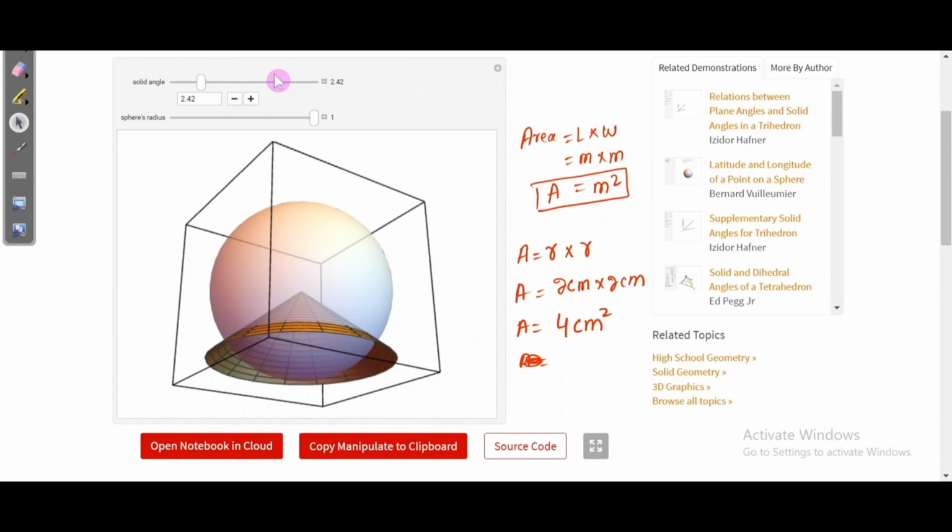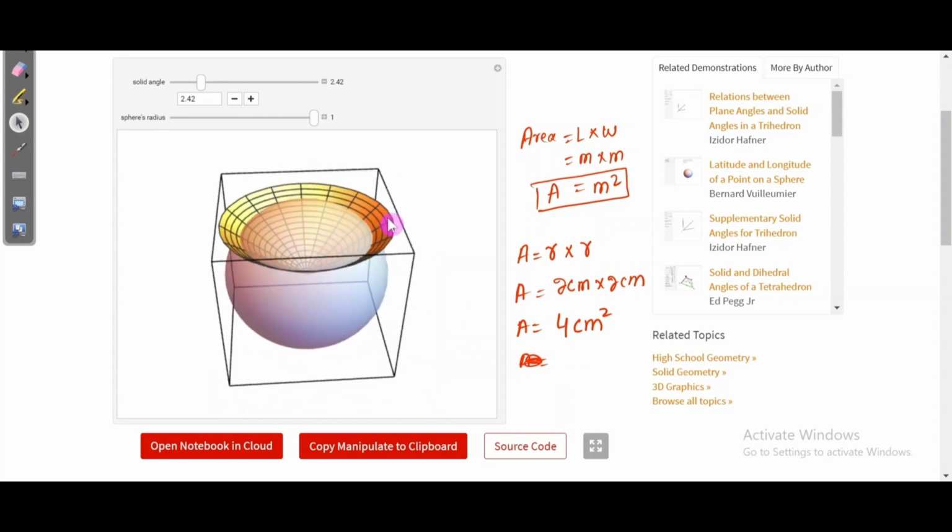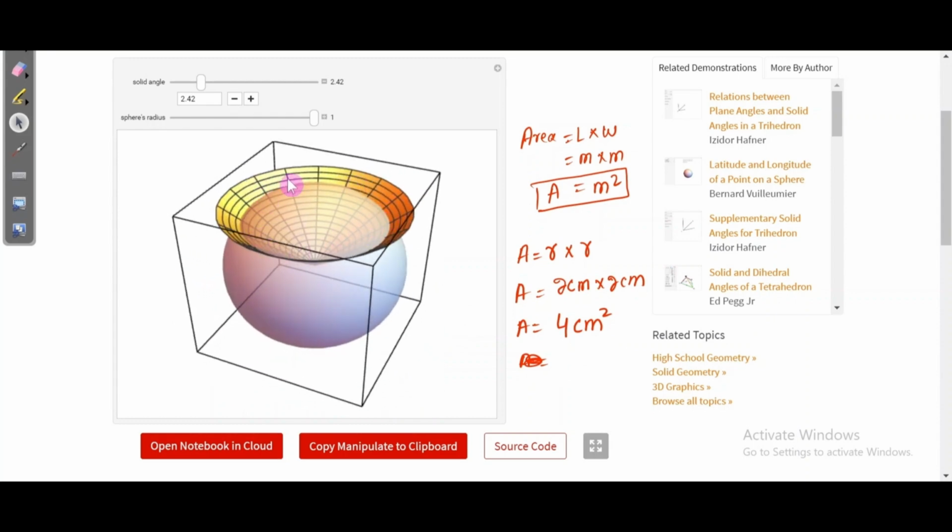Here we select 2 steradian instead of one steradian. In this case, it means that this original area will be taken 2 times. This is the 4 centimeter square, and 2 times this area will be 8 centimeter square. So now this selected area has changed to 8 centimeter square from the 4 centimeter square.